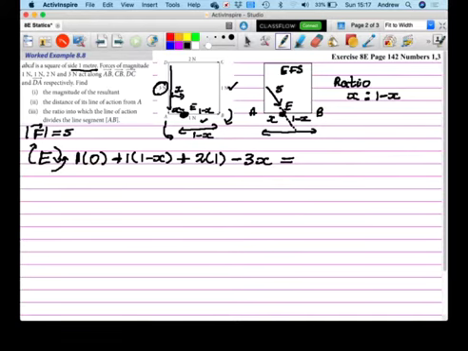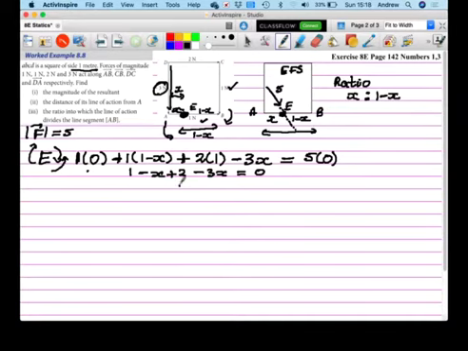And in the equivalent force system, our force is going through E. And because it's going through E, our force is 5, its distance from E is 0. That's how this trick works. So now we're going to work this out. That's 0. That's going to be 1 minus x plus 2 minus 3x is equal to 0.